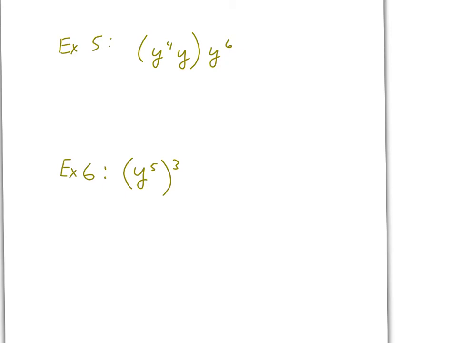Alrighty, and example 5, I just got a whole lot of y's here. One thing I'd want you to realize, these parentheses really don't have any meaning here. This is really just y to the fourth times y to the 6, and this is really just applying the product of powers with equal bases. So I have y to the 4 plus, this really is a 1 plus 6. So that's y to the 11th power.